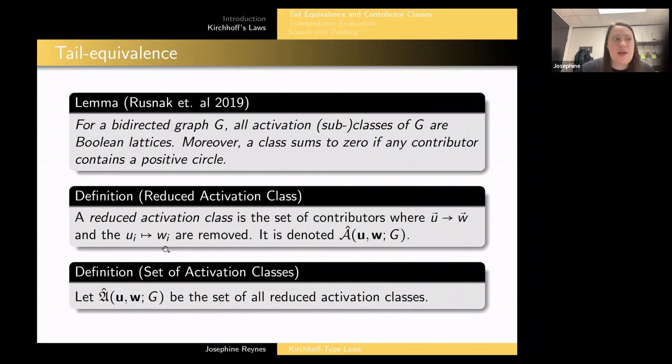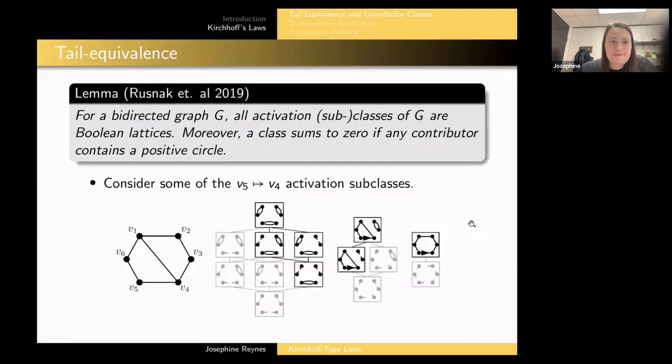then we remove them. And if you remember in previous examples, when we were looking at that sum for the determinant over contributors, I said we had this UW set that we were going to remove, and we just denoted it by this A hat. And we have the script A hat should be the set of all reduced activation classes. So that's the set of all of these A hats with specific U's and W's chosen.